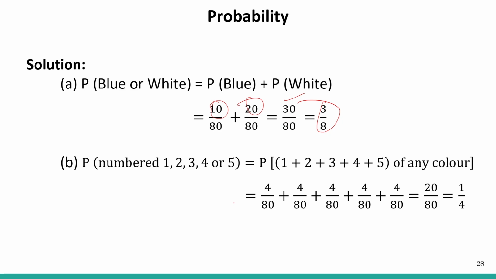So probability of numbered 1, 2, 3, 4 or 5, of any color, will be 4 by 80, 4 by 80, 4 by 80, it will be 1 by 4. Actually, this will be greater, right? Because 2 by 8 is equal to 1 by 4, and here we have got 3 by 8. So this is actually the efficient and correct way.